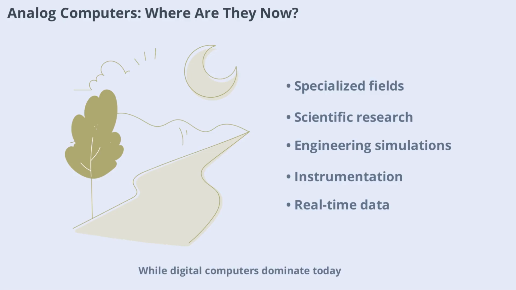While digital computers dominate today, analog computers are still used in specialized fields. For example, they play a role in scientific research, engineering simulations, and certain types of instrumentation. Their ability to handle real-time, continuous data keeps them relevant in niche applications.